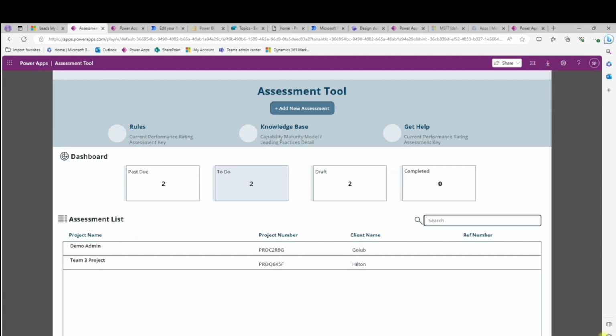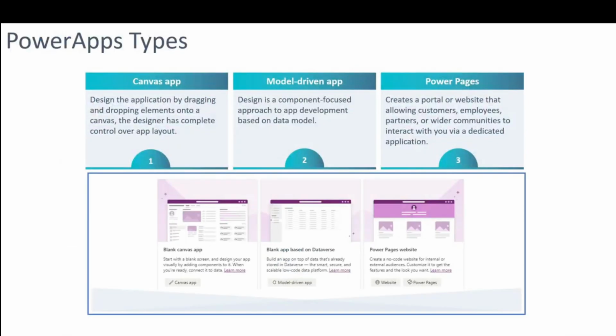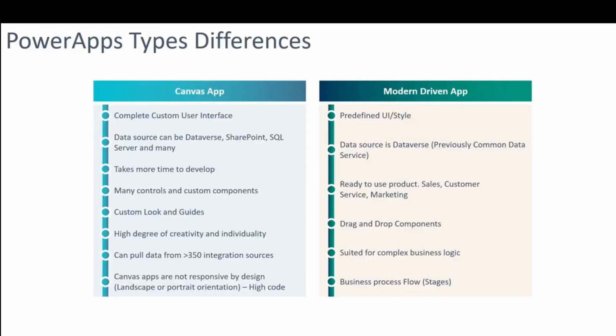Okay, so now we'll see the main difference between the canvas app and the model driven application. As I said, the model driven application has a predefined UI, and in a canvas app you can customize the complete user interface. The canvas app data source can be anything: SharePoint, SQL Server, Oracle, S3 bucket. But in a model driven application, the data source is only Dataverse, previously called CDS, the Common Data Service. In a canvas application, because you have the whole UI to create, it takes more time to develop.